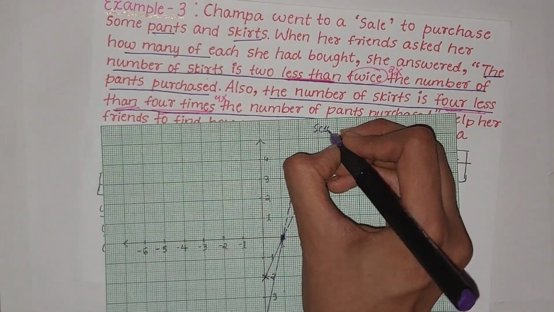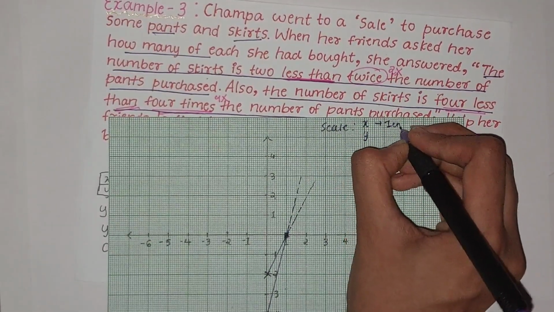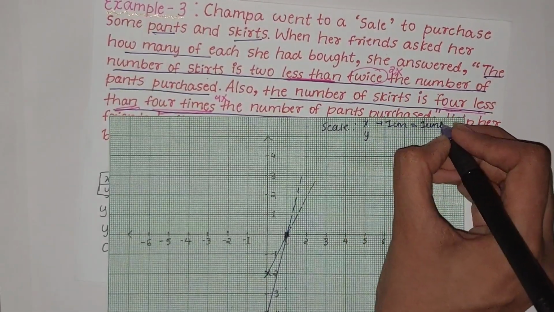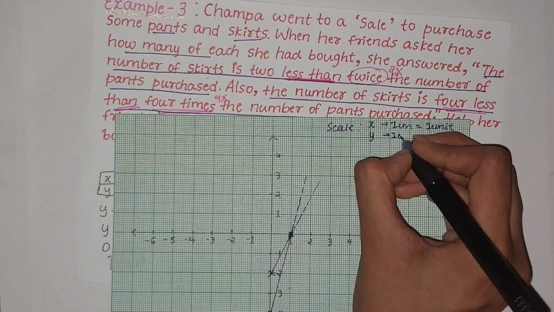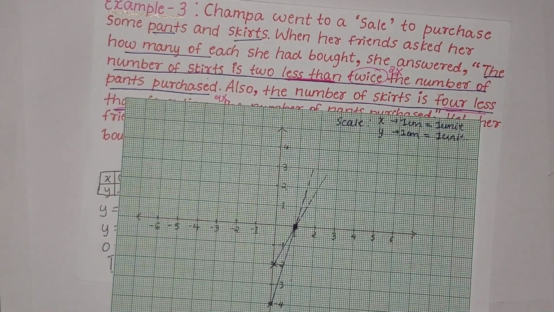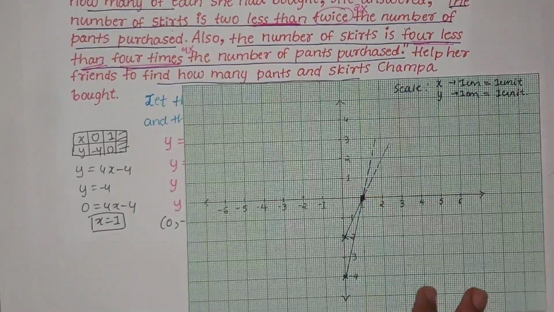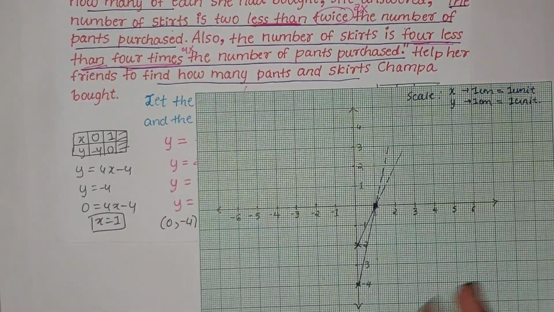So scale is x, y: 1 centimeter is equal to 1 unit. Okay, so this completes our example questions. We have only 3 example questions here, and in the next video I'll be covering exercise 3.1. Okay, thank you.